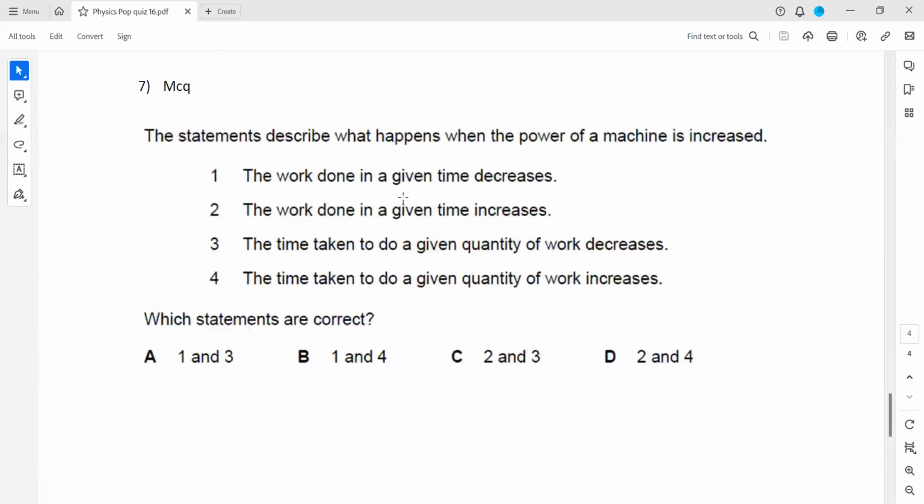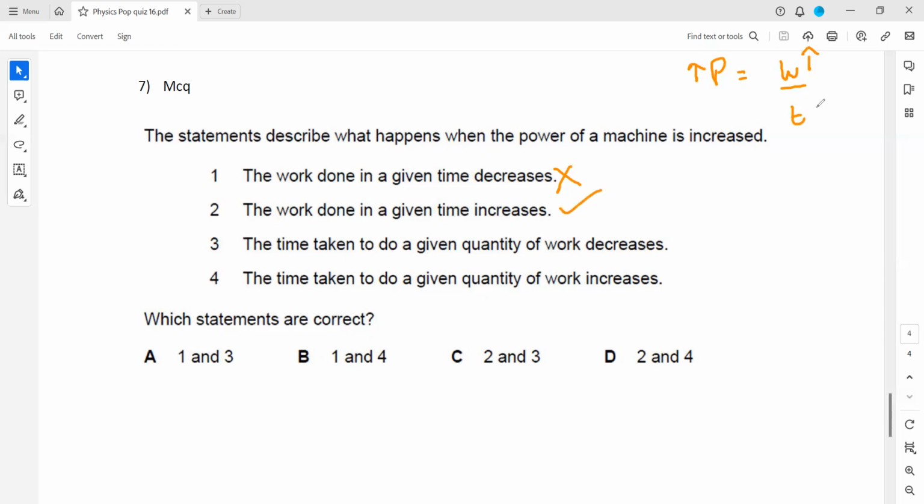In question 7, the statements describe what happens when the power of a machine is increased. Which statements are correct? The work done in a given time decreases. Look, power is work divided by time. So if we are increasing the power, the work done should increase, not decrease. So this is wrong. The work done increasing, that's right.